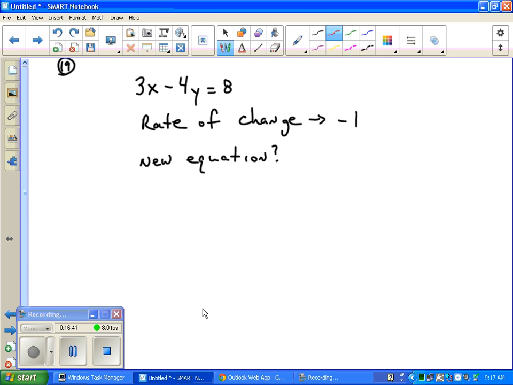19 says 3x minus 4y equals 8. What happens if the rate of change changes to -1? Another term for rate of change is just slope. Anytime you see the phrase rate of change, think to yourself slope.